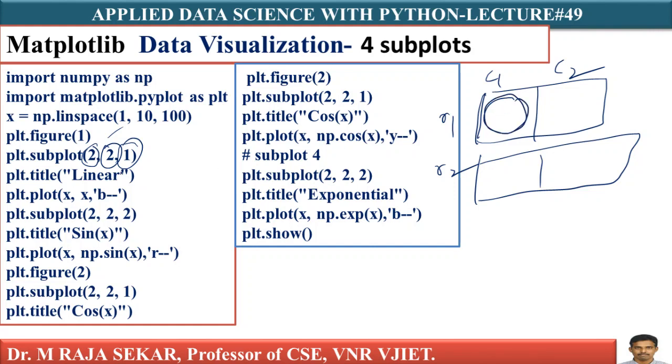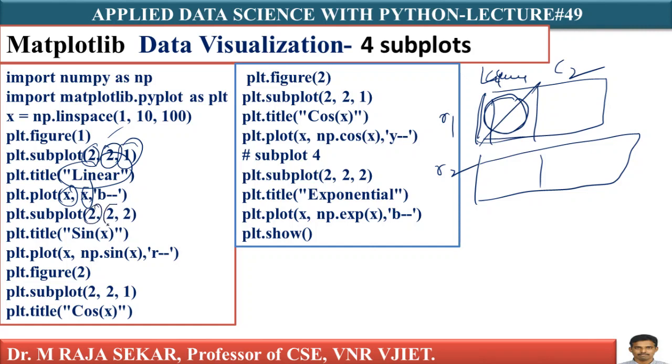Here you are keeping the title linear. What do you have to plot? X and X. What is my X? I will get 100 points of X. You are plotting X against X, which means you will get a straight line. Isn't it? It's the same story.